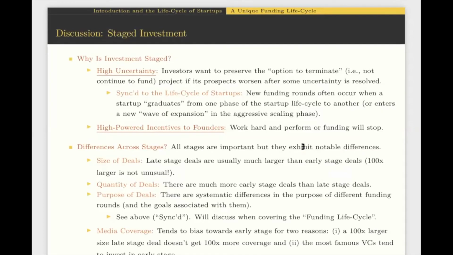Now, what's the logical justification for that? Well, one of the justifications is directly related to the high amount of uncertainty involved, especially early on with a startup. Given the high uncertainty, there's value when you're raising capital for your startup in providing investors with the option to choose whether to continue investing or not in your startup in the future, right?